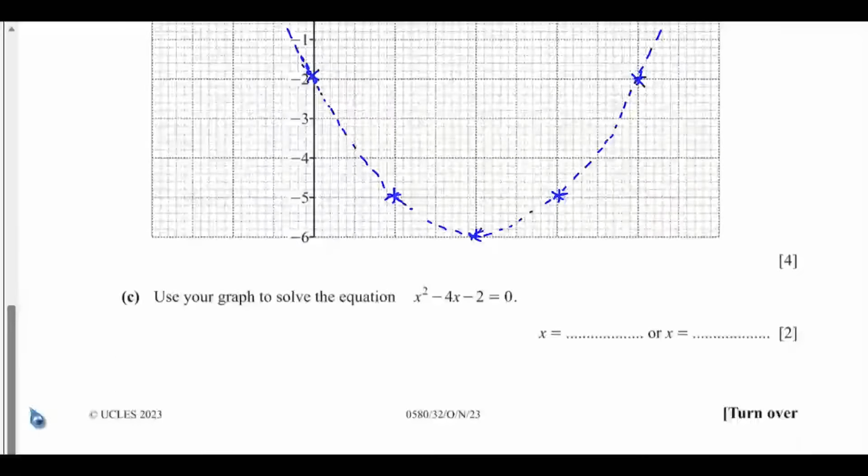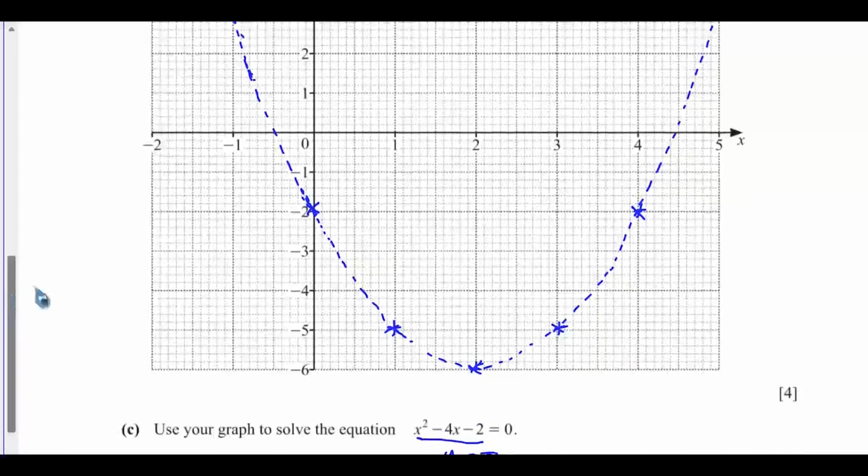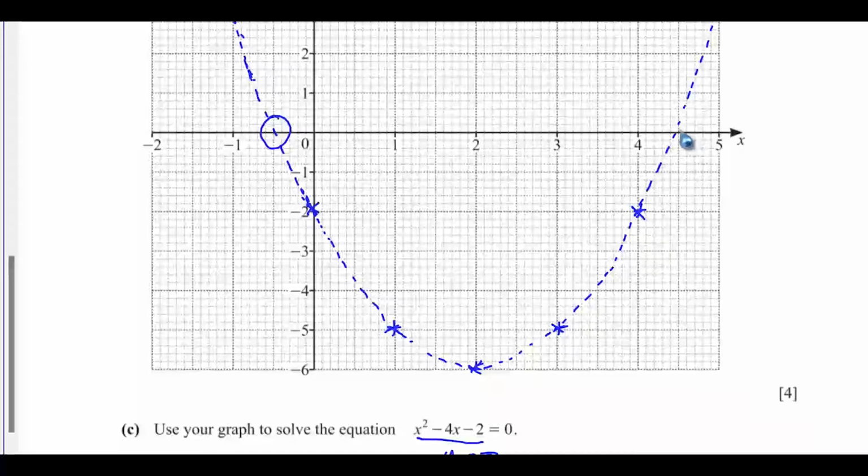Okay, so part C, use your graph to solve the equation this equals 0. So we need to draw a line. This is equals to y, okay? And the solution will be at y equals 0. That is where the curve touches the line at y equals 0. So we need to draw a line at y equals 0. So that will be the x-axis, because at the x-axis, y is always equal to 0. So that means the solution will be here and here.